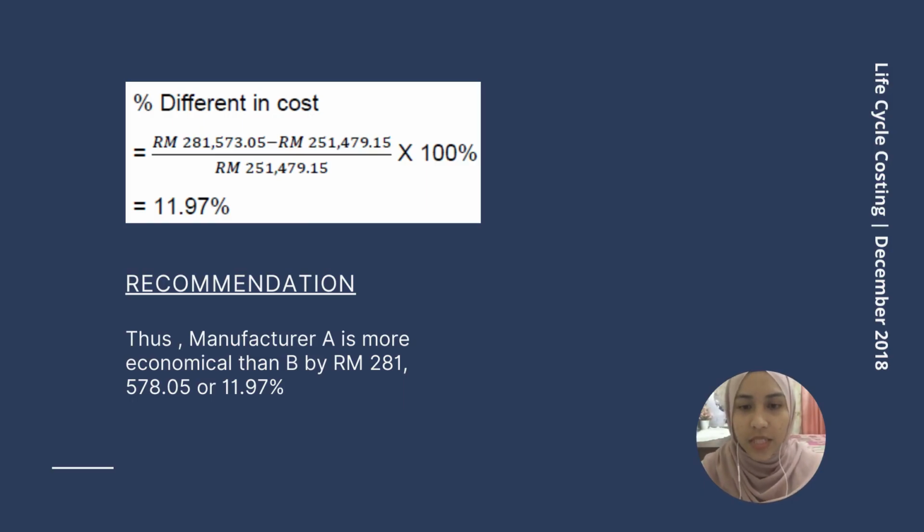Then to get the percent difference in cost of each quotation, total manufacturer A minus total manufacturer B, and then divide by manufacturer B and times 100. The total is 11.97%. Thus, we can conclude that manufacturer A is more economical than B by RM 281,578 and 5 cents or 11.97%. For the recommendation, it is better to choose manufacturer A because A is more economical.